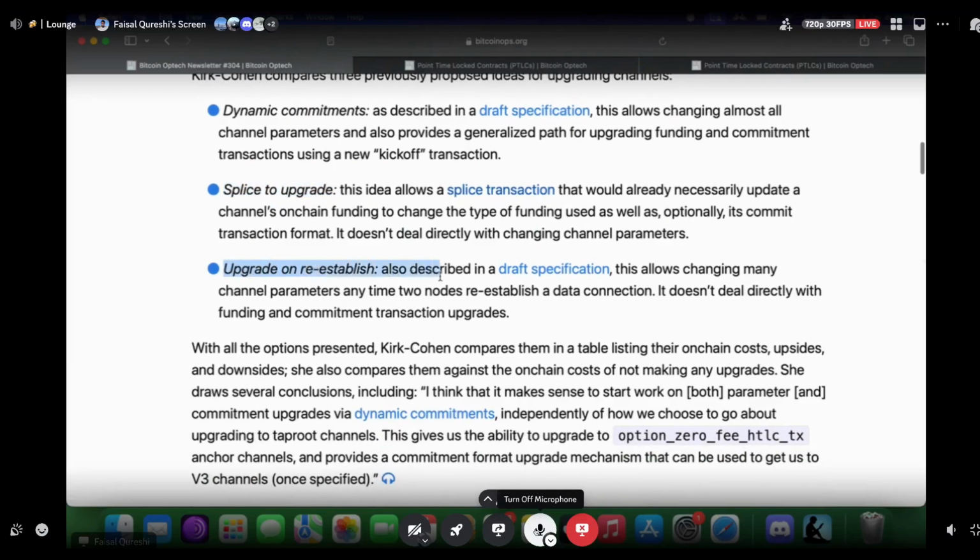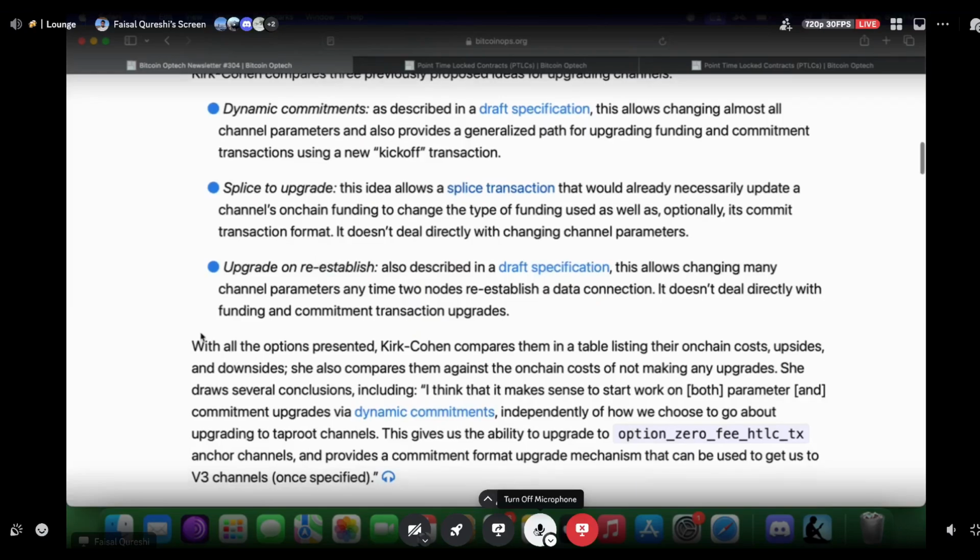Upgrade on reestablish, also described in a draft specification. This allows changing many channel parameters anytime two nodes reestablish a data connection. It doesn't deal directly with funding and commitment transaction upgrades. So one mechanism could be to allow two nodes, when they get disconnected from each other and reestablish a connection with each other, to update some channel parameters.